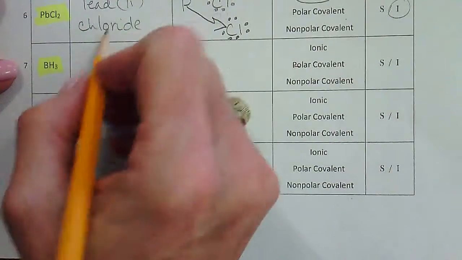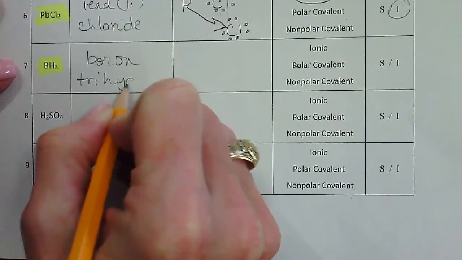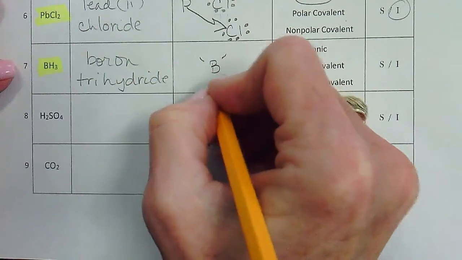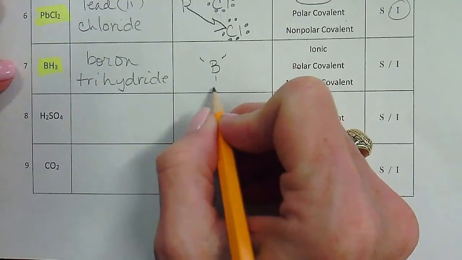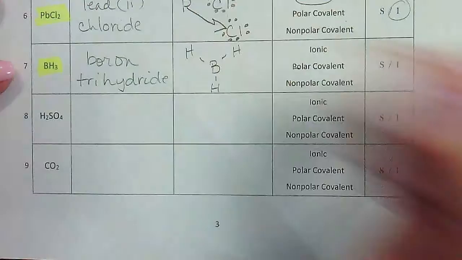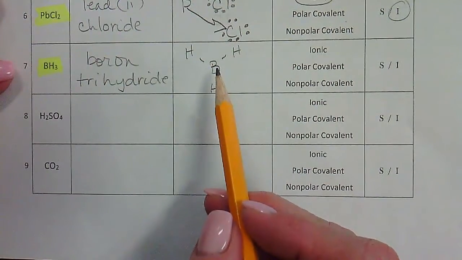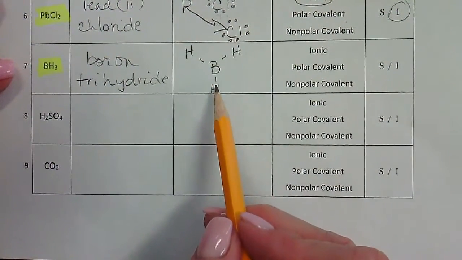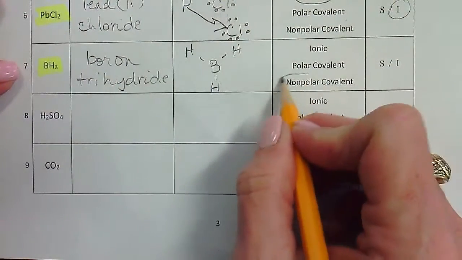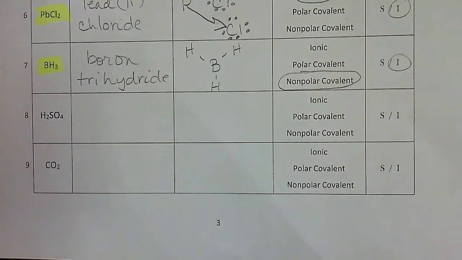Boron trihydride. Okay, its Lewis structure, remember that boron only needs 3 bonds, only needs 6 valence electrons to be happy. So boron trihydride would be like that. Going back to the covalent rules, is this polar or nonpolar? Well, it would be nonpolar because you have the same things bonded to the center atom and there's no lone pair on the center atom. So this is a nonpolar covalent compound. As a nonpolar covalent, it's insoluble in water.